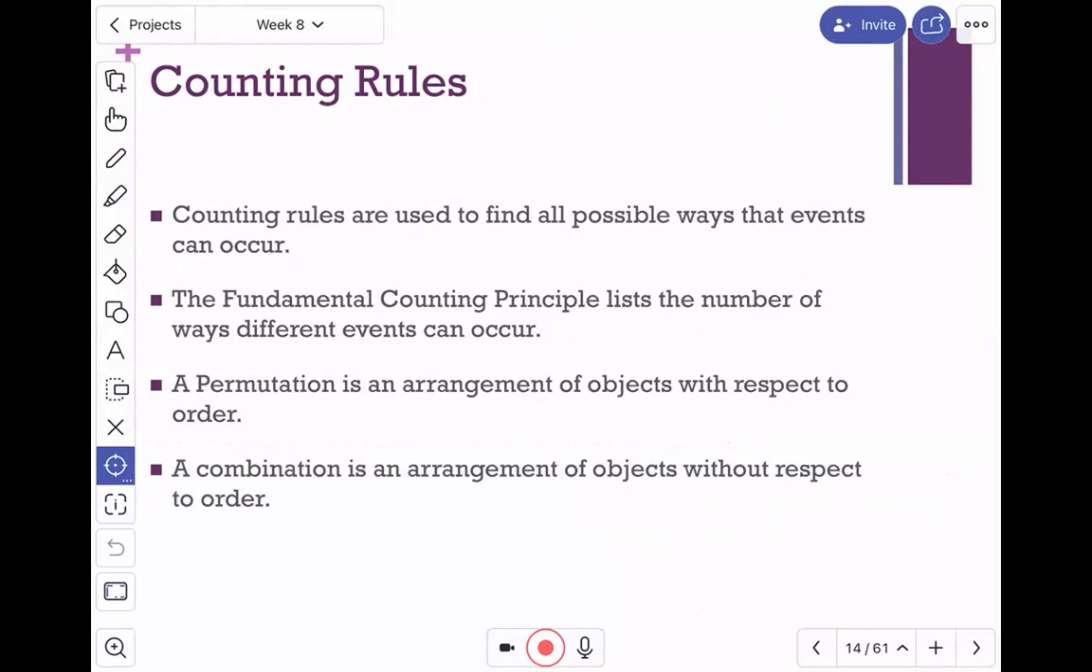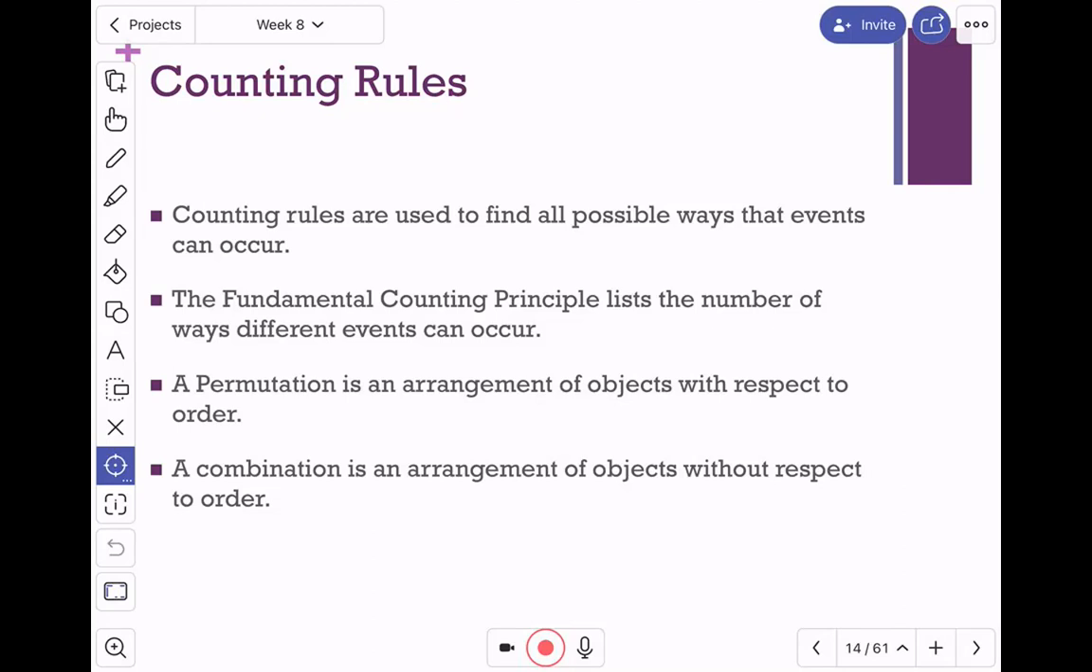For instance, if I have in my closet 5 shirts, 2 pair of pants, and 3 pairs of shoes, how many different outfits can I create? Right. And what we talk about when we talk about that is called a counting rule. It's actually called the fundamental counting principle. It's a list of the number of ways that events can occur.